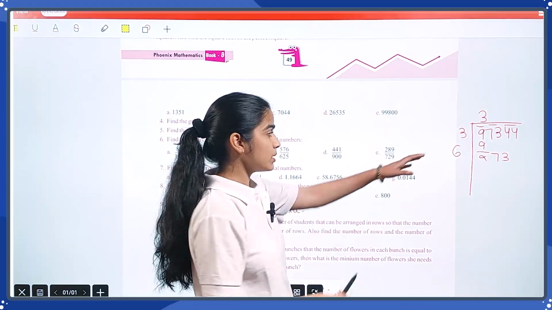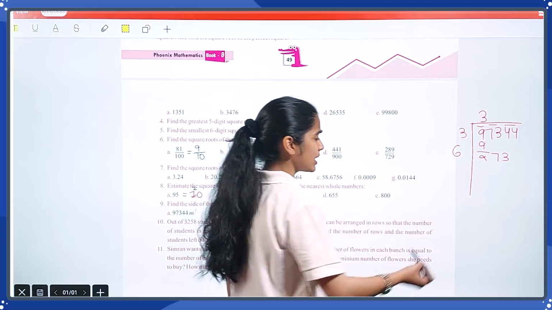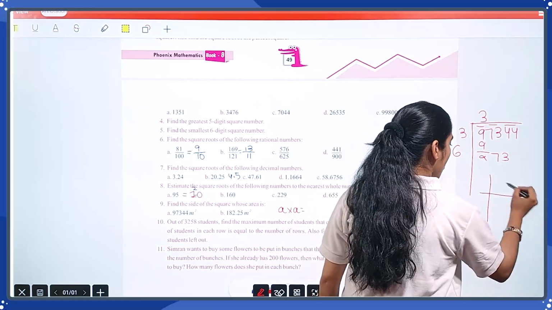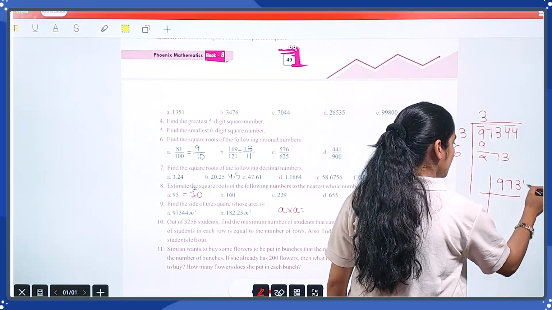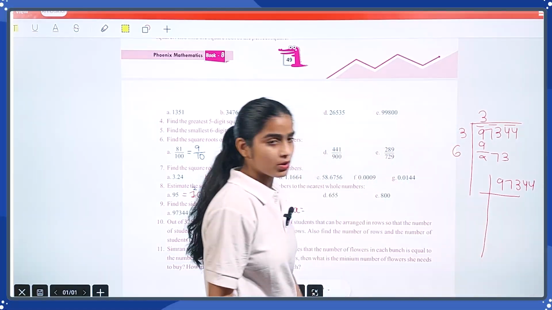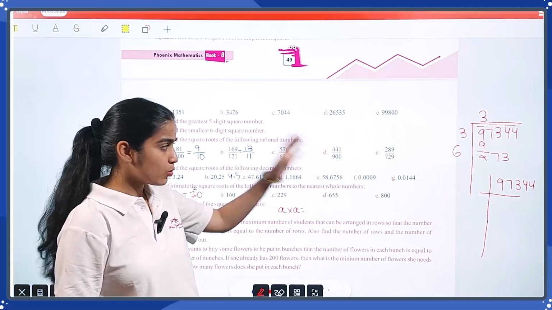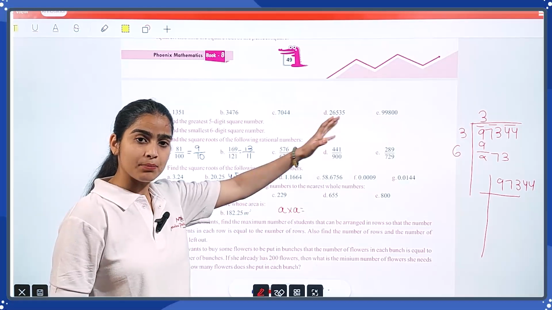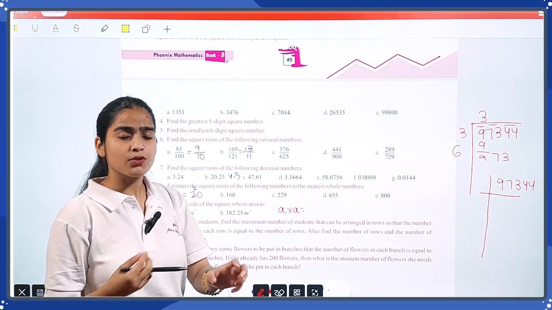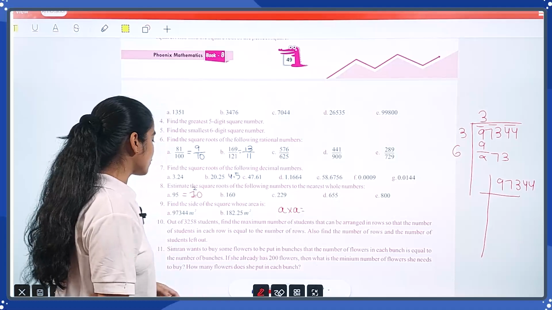If you don't want to repeat because it's getting a little bit complicated, you can take the prime factorization of 97344, then make pairs. So now I have already explained both the steps, both the methods, in examples and in concept. It totally depends on which one is easier for you. Just choose and solve your question.